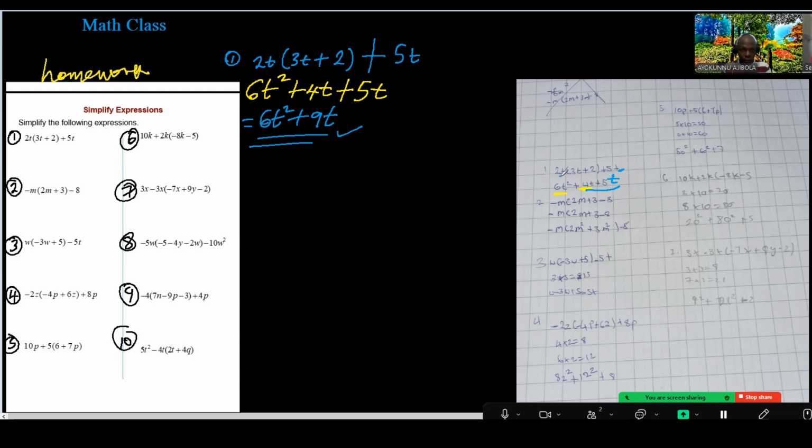Look at this. We got 6t squared here. How did you get it? You multiply 2 and 3, right? I said 2 times 3 gives you 6. And your t times t gives you t squared. And you multiply the other one to get this. But you didn't bring down the other t.